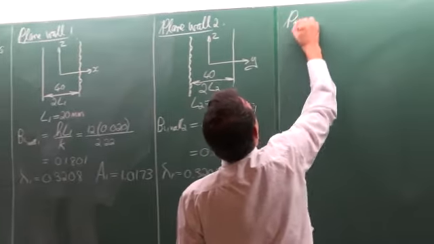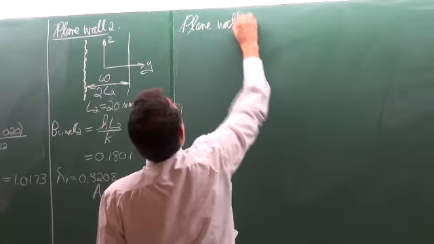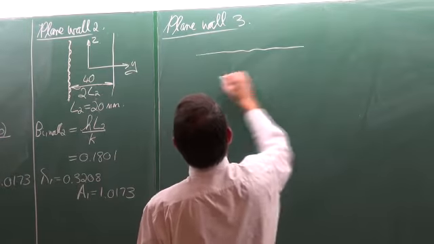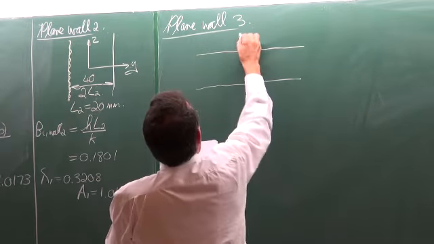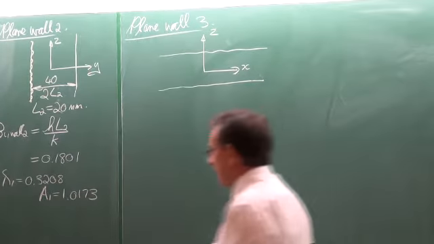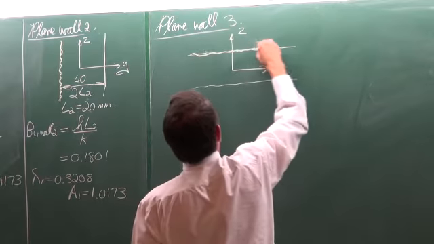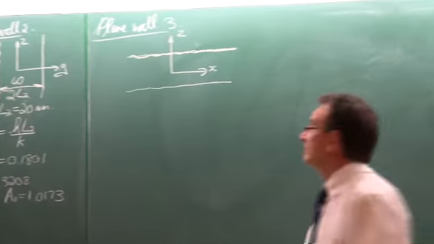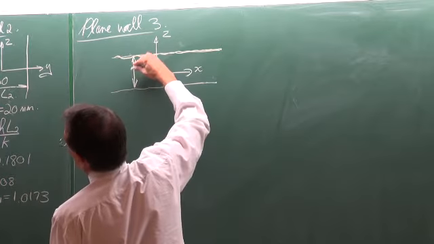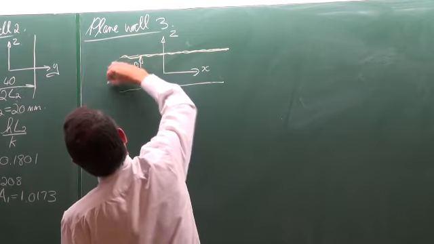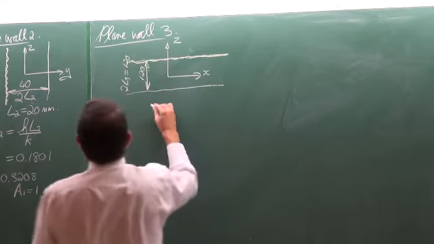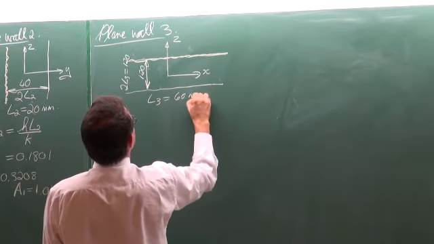Plane wall 3. Okay, now we've got the wall in this direction, ZX. And now we are interested in getting the non-dimensionalized temperature on that surface there. That distance is equal to 120 millimeters. So 2 times L3 is equal to 120, from which we can say L3 is equal to 60 millimeters.